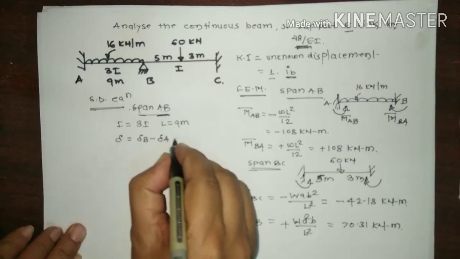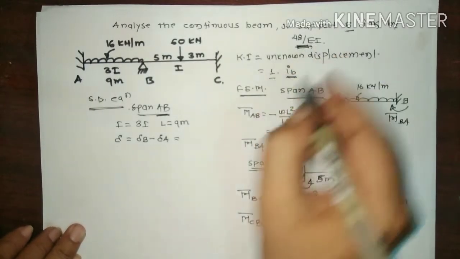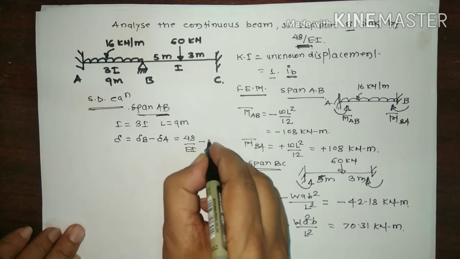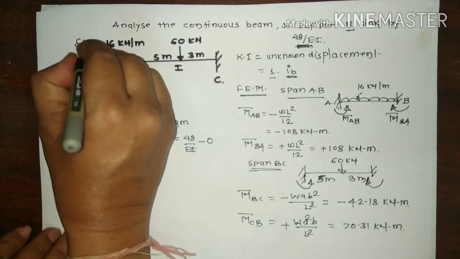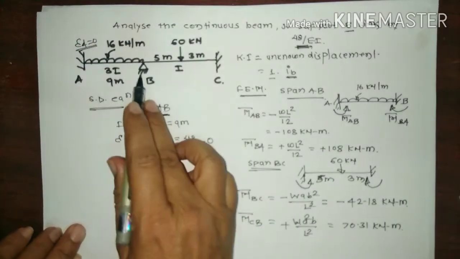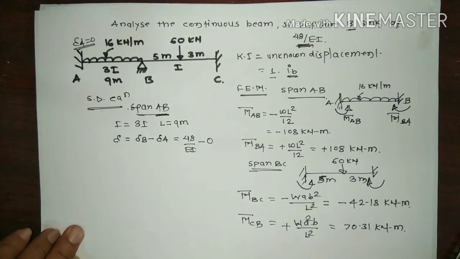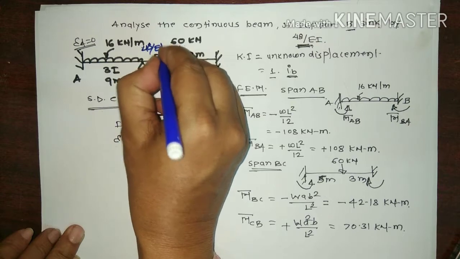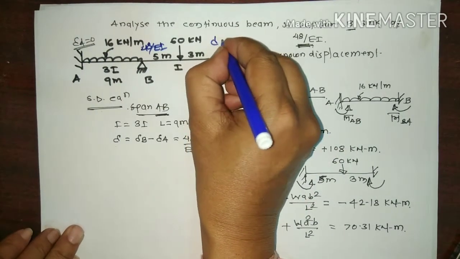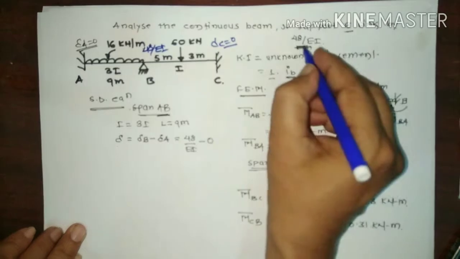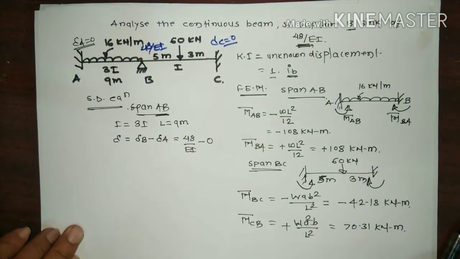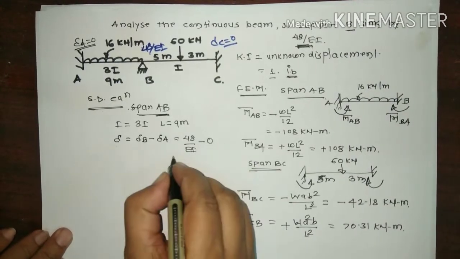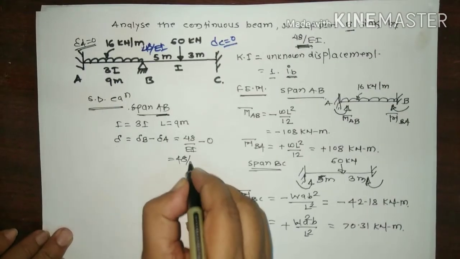So here delta B is 48 upon EI, minus delta A, which is 0. Delta B is given as 48 upon EI, delta C is equal to 0, only delta B is given. So now we have 48 by EI.